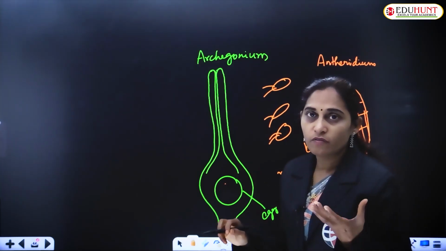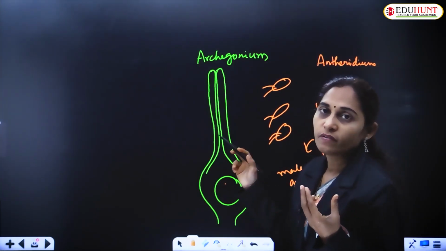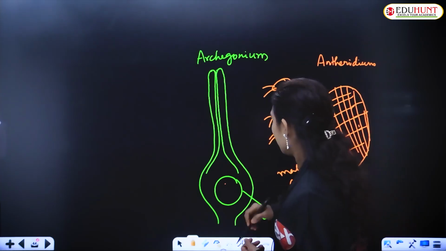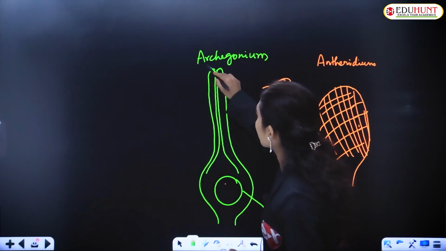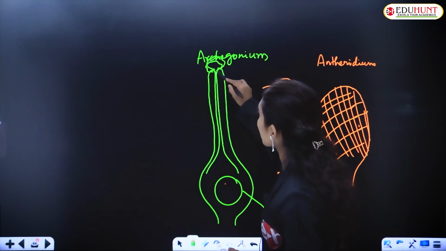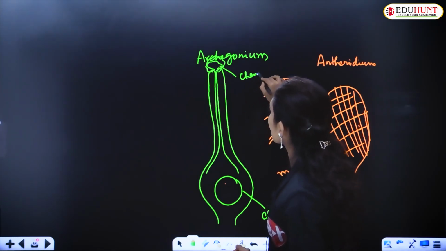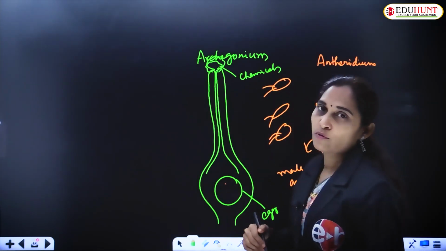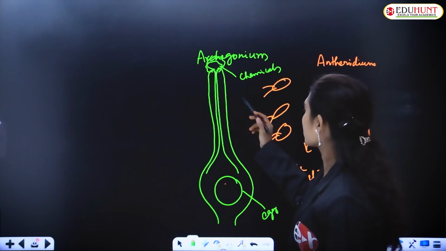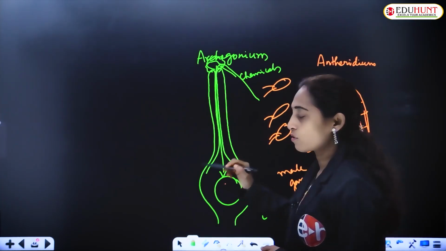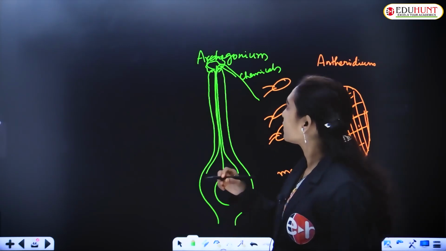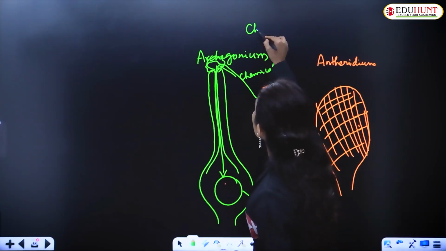They have no eyes or anything. How do they reach the female gamete? After maturation, the female gamete releases chemicals like this. These chemicals have some amino acids and sugars. The male gametes are attracted to these sugars and fuse. So this is called chemotaxis.